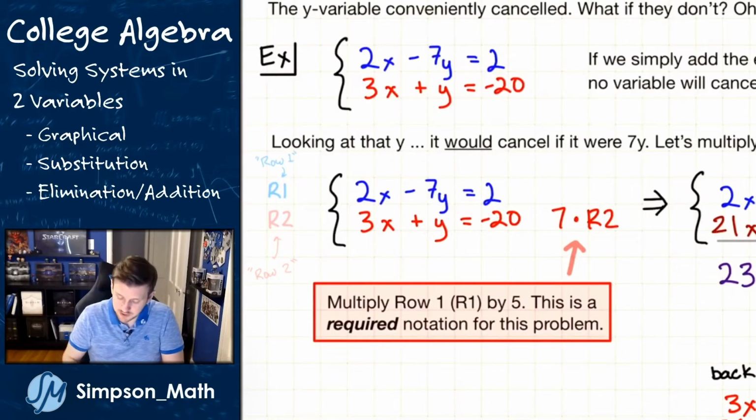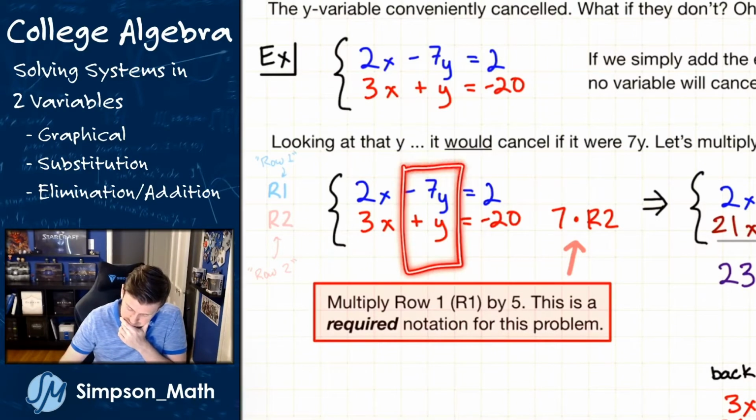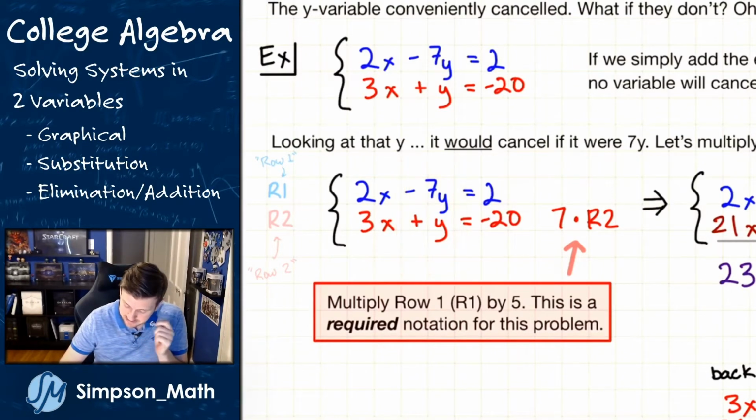If I look at these two equations, I'm going to look at the y's, and I notice that if I were to somehow finagle this y to be a positive 7y, then the y's would just eliminate. So how can I do that? I can't just add 7. If I add 7, that's going to affect the negative 20, not the y's. So I would need to multiply.